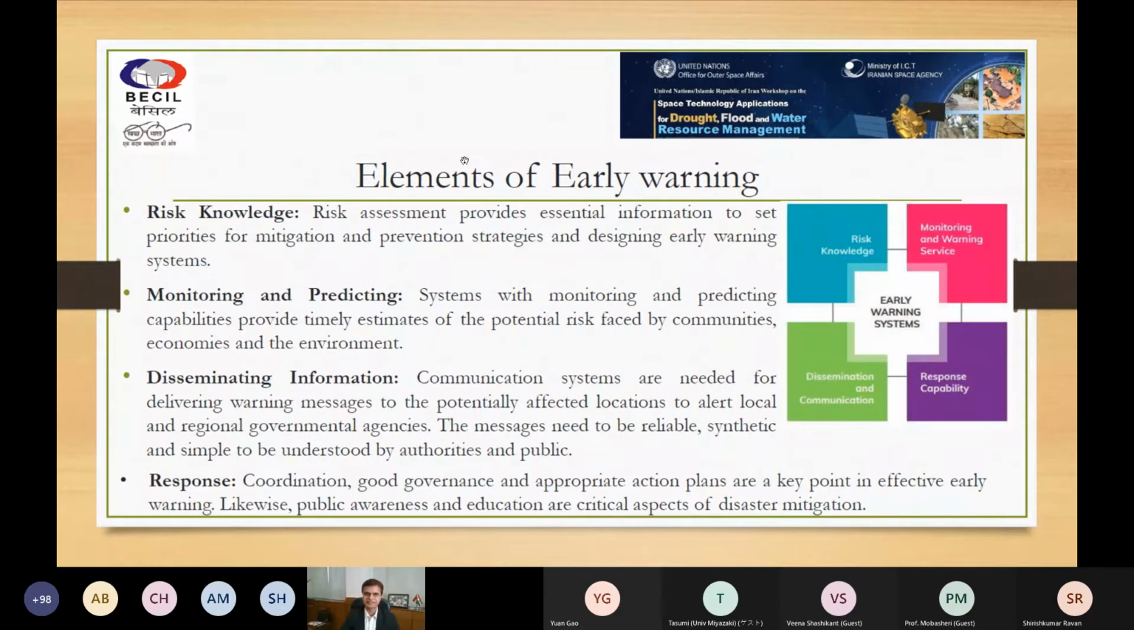Elements of early warning: we have categorized them into 4 parts: risk knowledge, monitoring and predicting, disseminating the information, and response. In the Indian context, we are using these 4 elements in an amalgamation of artificial intelligence and machine learning for climate change. There is a growing realization that climate change impacts are not an isolated threat, instead needing a more holistic response alongside addressing social issues. So we have amalgamated these 4 elements, and we have come up with many solutions which address these things.